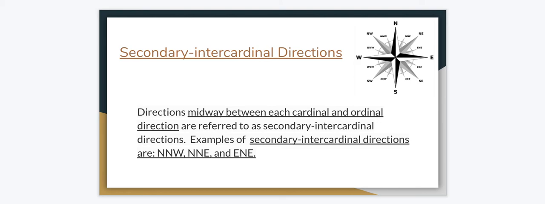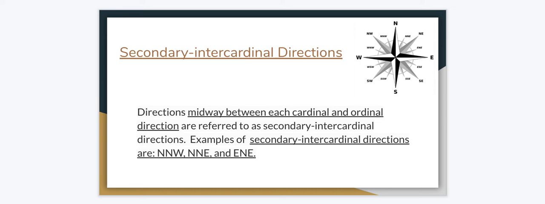It actually goes further than this, but this is as far as we're going to go for our purposes in our 8th grade geography class, are the secondary intercardinal directions. So directions midway between each cardinal and ordinal direction are referred to as secondary intercardinal directions. Examples of secondary intercardinal directions are NNW, north-northwest, NNE, north-northeast, and ENE, east-northeast.